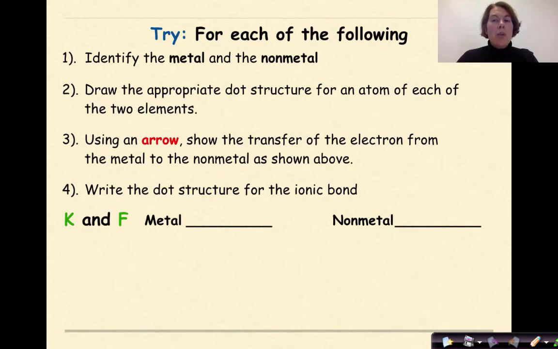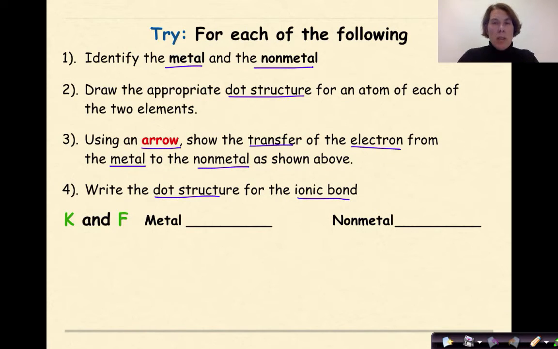Now let's do some practice. For each of the following examples, identify the metal and the nonmetal, draw the appropriate dot structure for an atom of each of the two elements, use an arrow to show the transfer of the electron from the metal to the nonmetal, and then finally write the dot structure for the ionic bond.